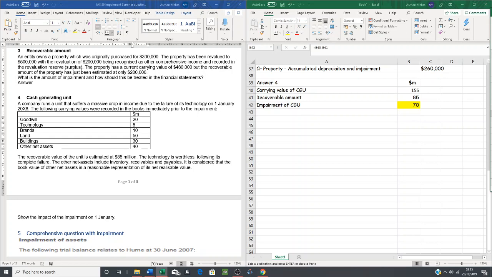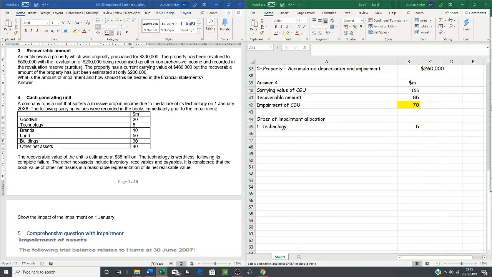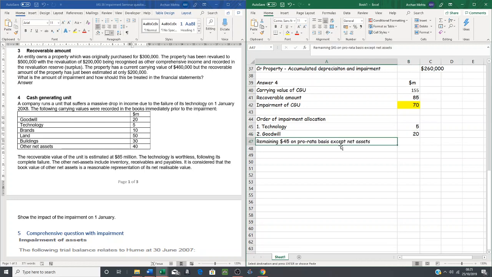first of all, we are going to write off the technology because it's totally worthless. So technology will be written off by 5. Then comes the goodwill, which is going to be 20. How much left? Out of 70, we have utilized 25. 45 million pounds worth of loss left.